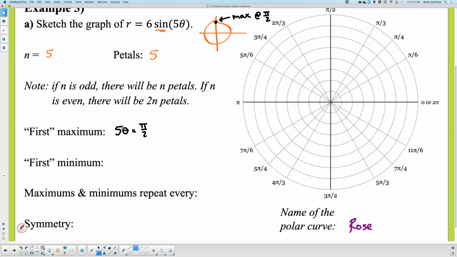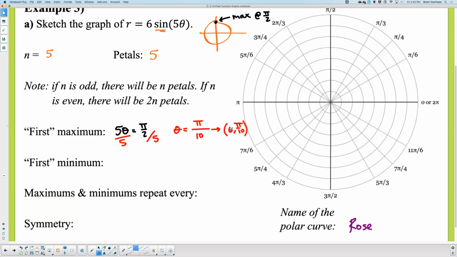What do I do to get this theta isolated since it's multiplying right now? Divide by 5. When I divide by 5, I get that theta equals, it's already being divided by 2, now it's divided by 5. Dividing by 2 and dividing by 5 is the same thing as dividing by 10. Now pi over 10 is somewhere in here. I'm just going to place it here. My maximum value should occur at, let me put this in parentheses, 6 comma pi over 10.